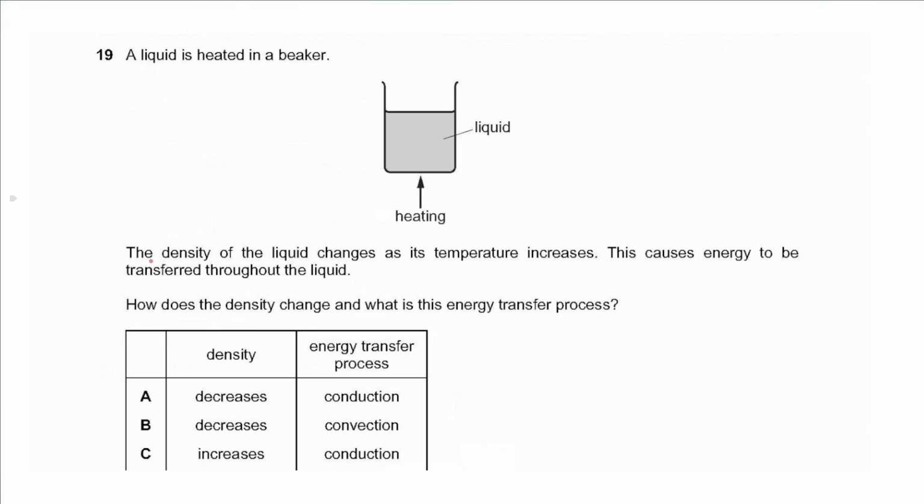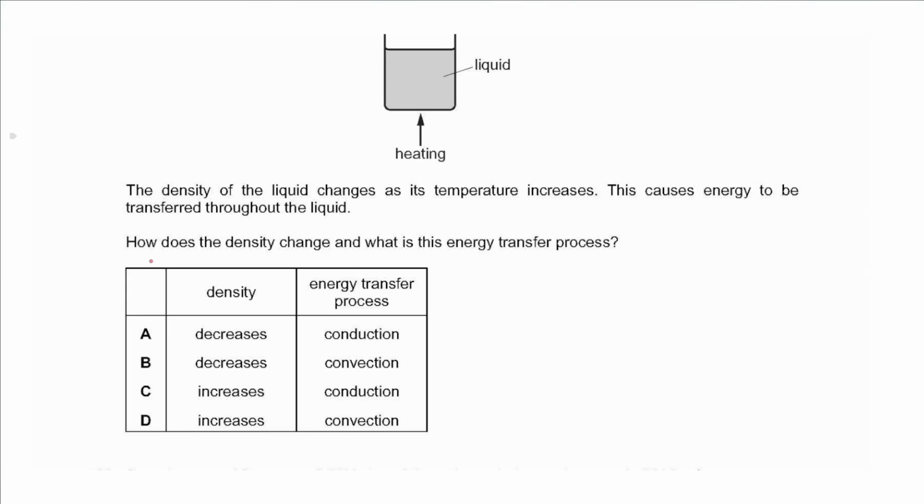Question 19 says a liquid is heated in a beaker. The density of the liquid changes as its temperature increases. This causes the energy to be transferred throughout the liquid. How does the density change and what is this energy transfer process? So when you heat an object, its volume increases, and the increase in volume causes the density to decrease because volume and density are inversely proportional. And this type of movement in a fluid is called convection. So the choice here is B.